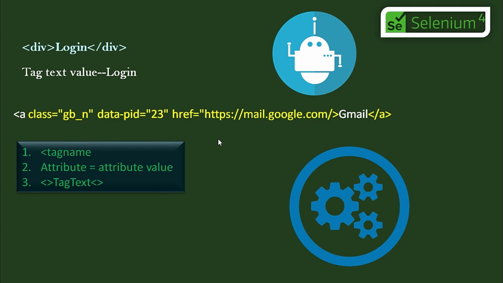Now finally, what we understood: the tag name always comes after the less than sign.